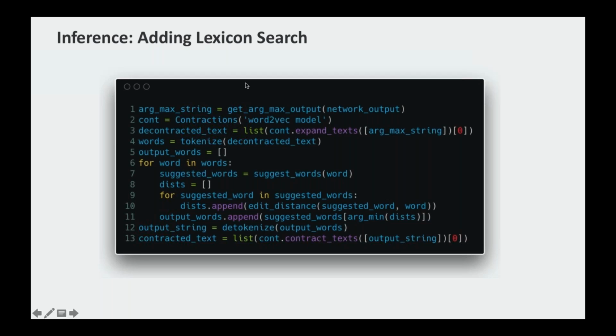If I go very quickly, because I think we're maybe running a bit out of time, we get the output, we decontract the text, which means, for example, we replace don't with do not. Tokenize the words that we have predicted. Look at each suggested word, and for each suggested word, we take the one with the minimum distance, with the distance, like I said, weighted by how similar the letters we're swapping are. And then we detokenize, which means we reconstruct the words that we had.